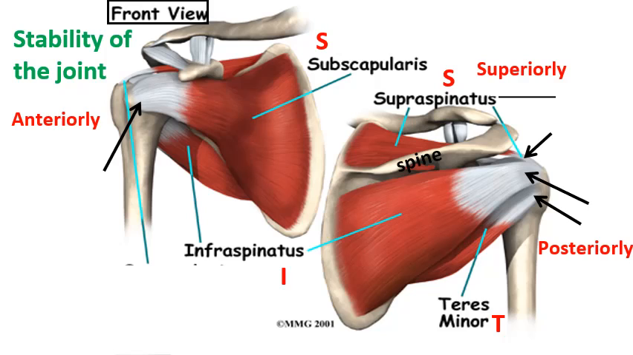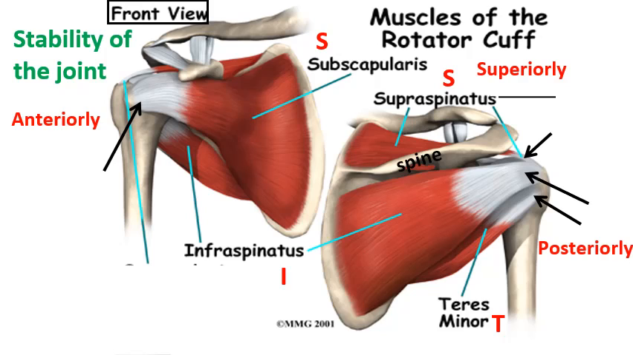So the main stabilizing factor of the shoulder joint is these muscles, and these muscles are called muscles of the rotator cuff. They support the shoulder anteriorly, superiorly, and posteriorly, except inferiorly. They keep the head of the humerus in the glenoid cavity, so the joint is stable.